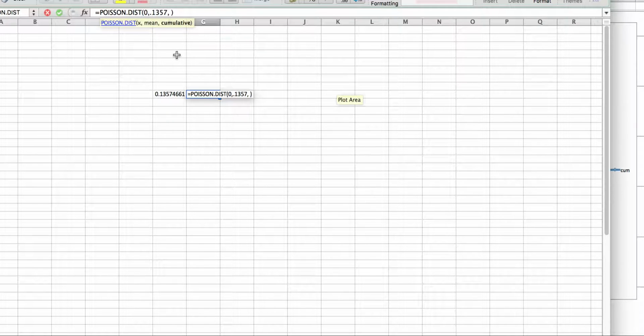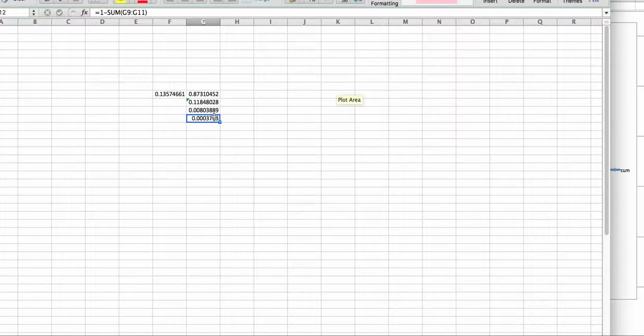And let's do, forget cumulative, so let's do false. So the chance that we get 0 pocket aces is this. Let's extend this. Let's replace this one by 1, and this one by 2. And let's sum these up and subtract from 1.